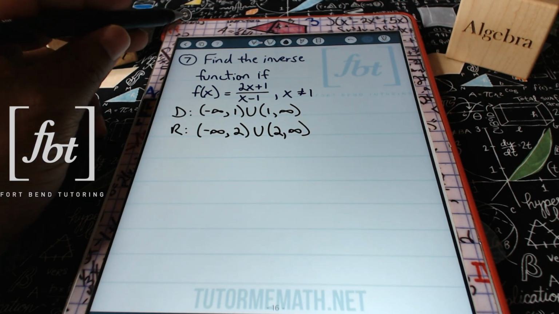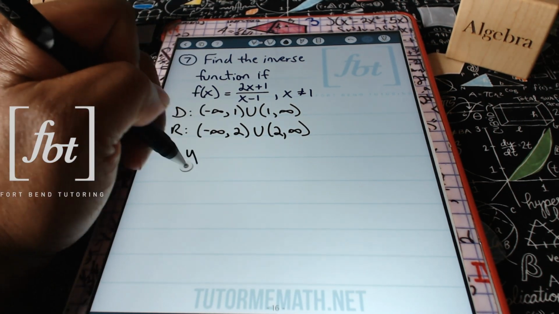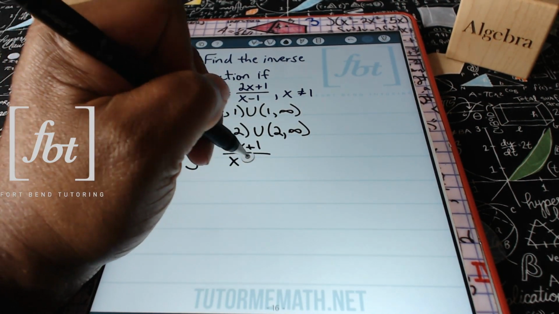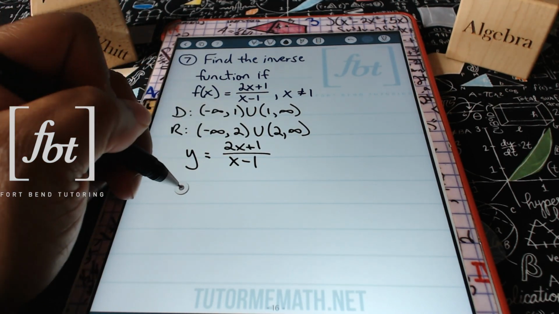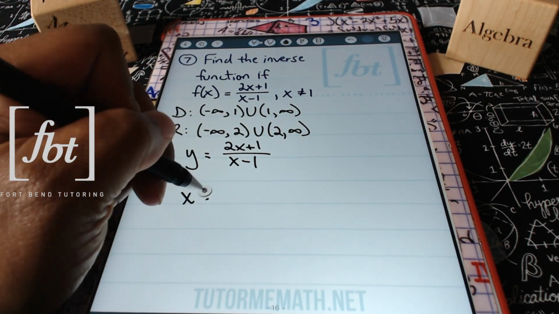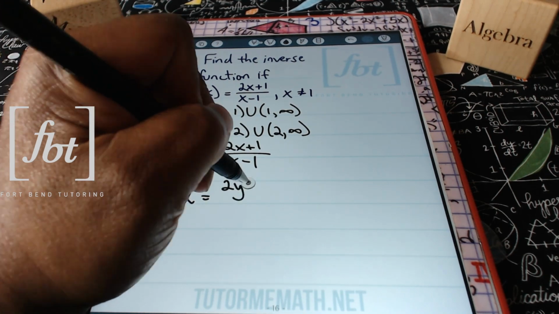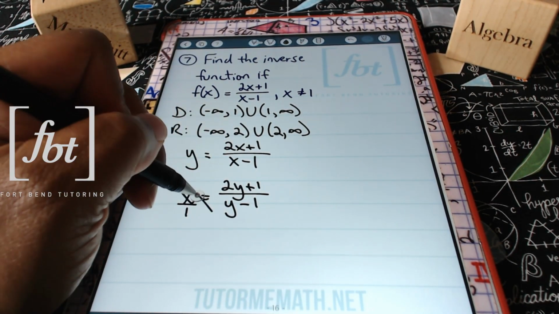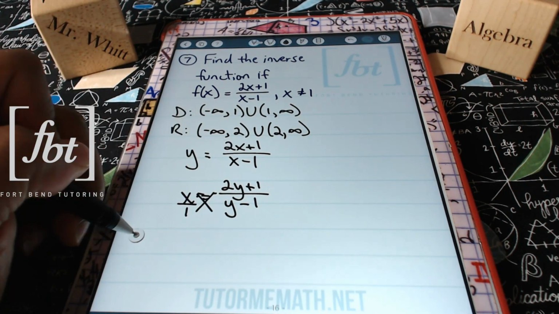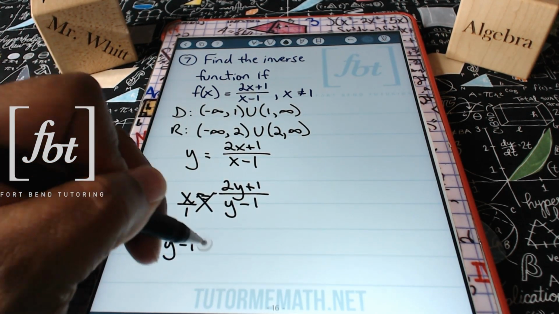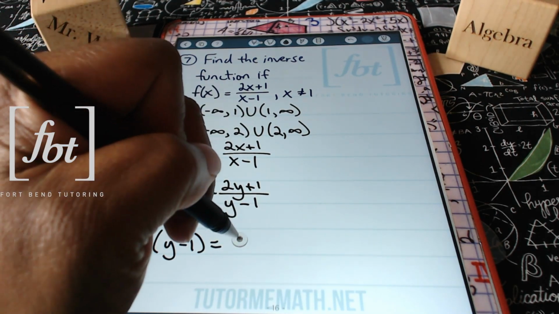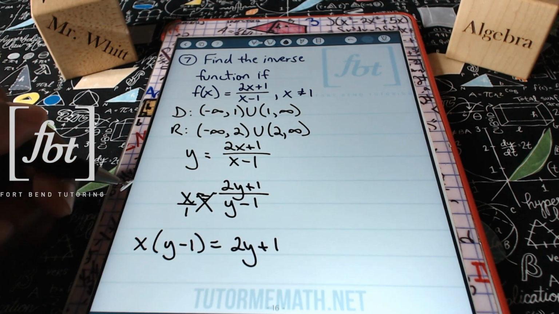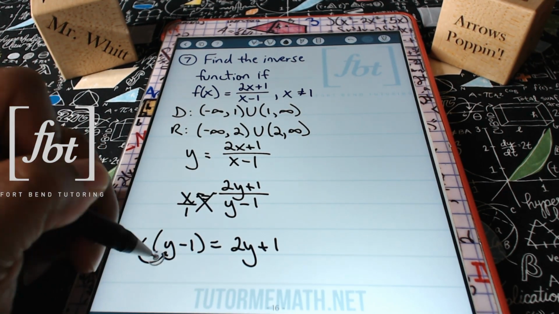But as far as finding the inverse function, let's go ahead and say we have y equals 2x plus 1 divided by x minus 1. And then we're going to switch out the variable x with the variable y and vice versa. That's what we're going to do here. By placing x over 1, it gives us the ability to cross multiply now. So we can say we now have x times the quantity of y minus 1, which equals 1 times 2y plus 1, which is 2y plus 1. From here, you may want to get your arrows popping. That's right.